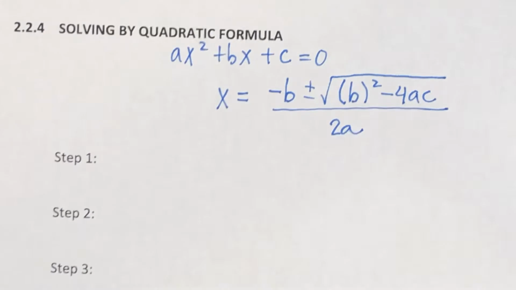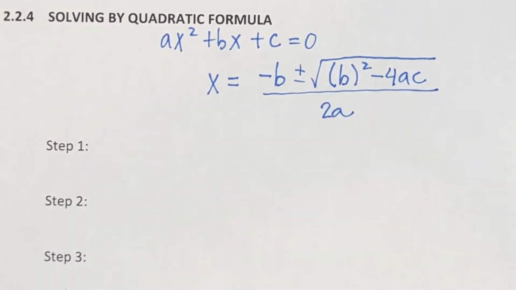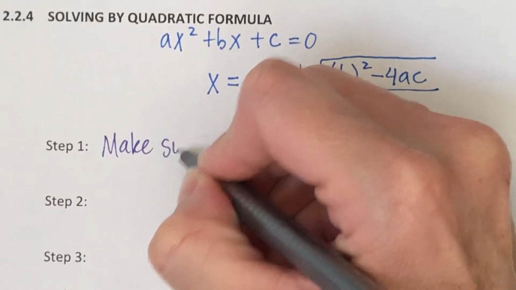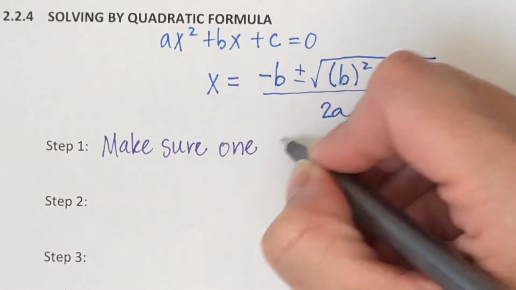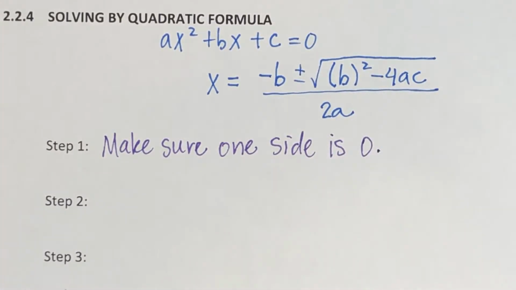All right, so let's talk about your steps to solving using the quadratic formula. Not a bad idea when you study to write these steps down somewhere else so you can keep the steps straight and know what to do first in each situation. So step number 1, make sure one side is 0. If you make yourself a list of steps, you'll notice that's the same very first step we used when we factored. So when you factor and when you use the quadratic formula, one side has to be 0.